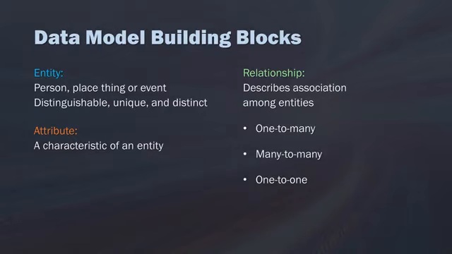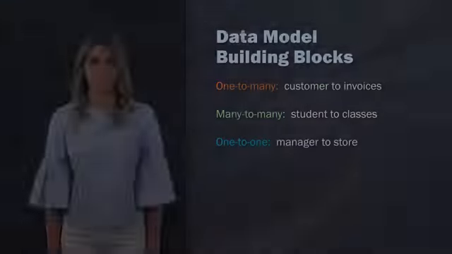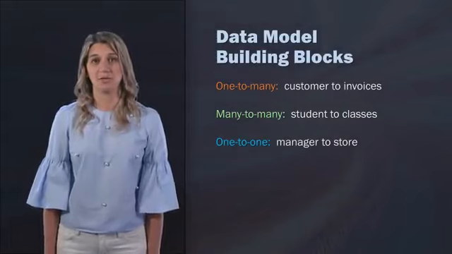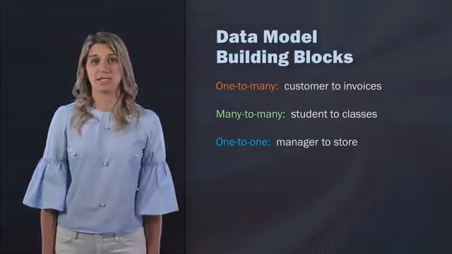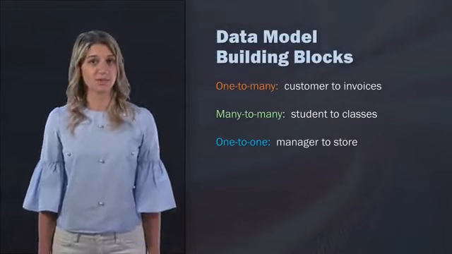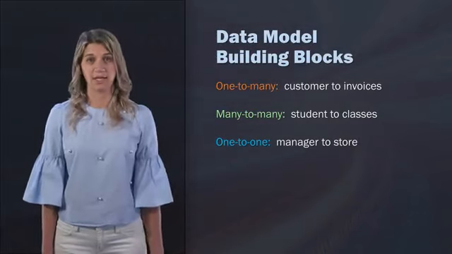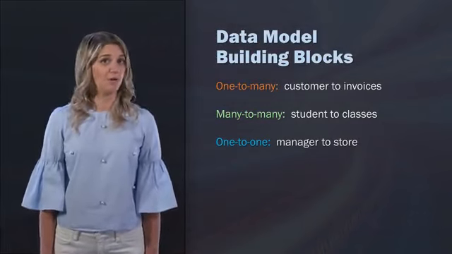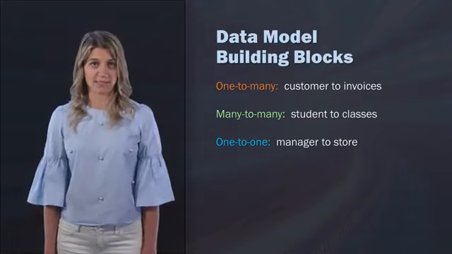Then the third building block of the model is the relationship. This describes the association among different entities. There are a few types of relationships in a database, and the ones I want to cover are the three shown here: one-to-many, many-to-many, and one-to-one. If you think of a one-to-many relationship, this could be one customer that has many invoices. When you think of a many-to-many relationship, this could be an example of many students to many classes.